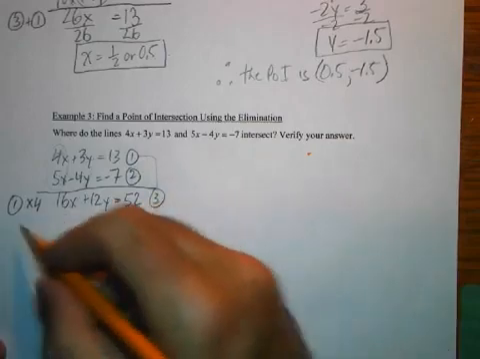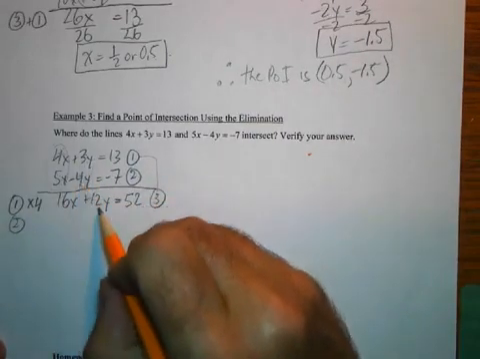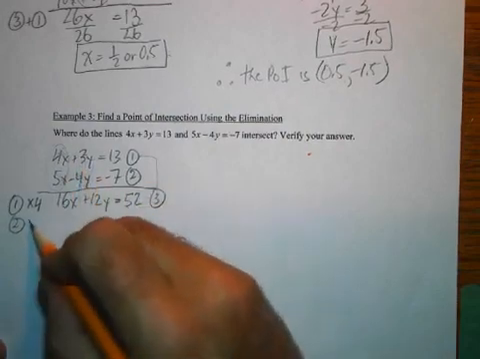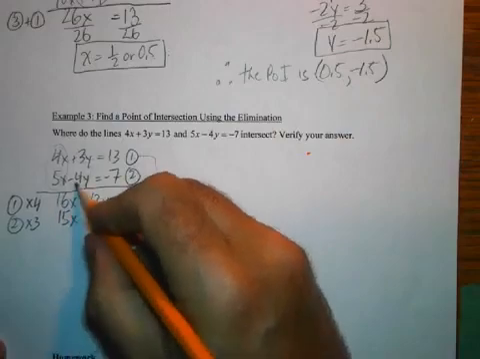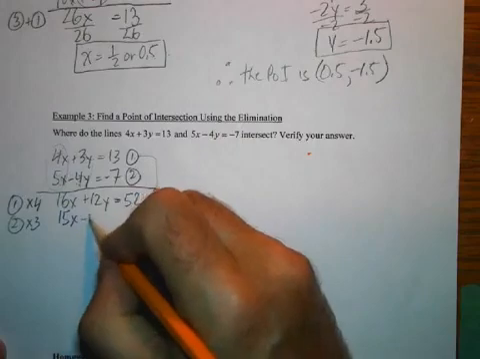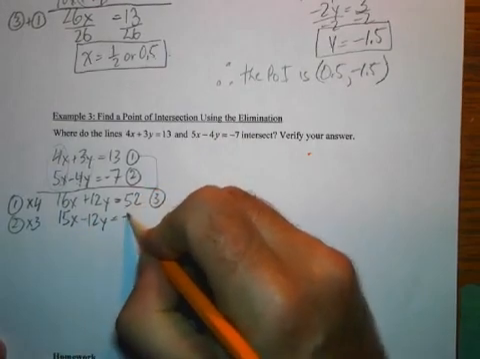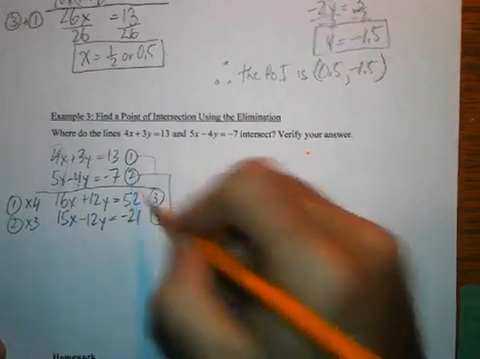And then equation 2, I already said I'm going to multiply that by 3 to make them the same number here. So equation 2 multiplied by 3, don't forget, everything gets multiplied by 3, all the numbers. 15x minus 12y equals negative 21. That's equation 4, and it came from equation 2.